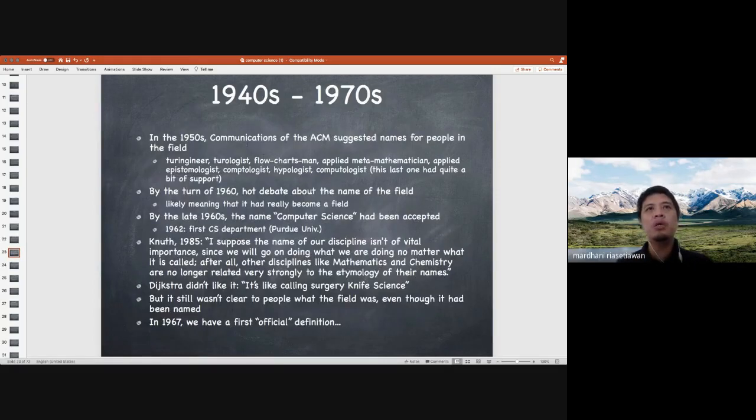And also in the 1950s, the ACM suggested names for people in the field: Turing engineers, Turologists, flowcharts men, computologists, hypologists, and so on. In 1960, we had a very hot debate about the name of the field. But in the late 1960s, the name computer science was accepted. The first computer science department was at Purdue University.